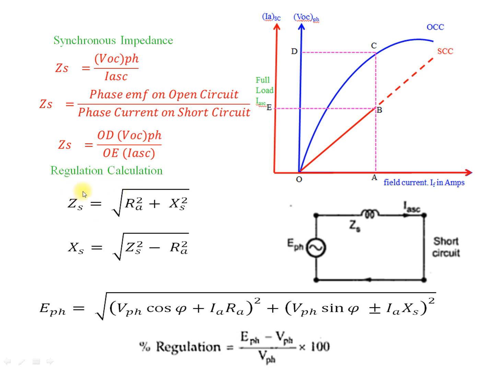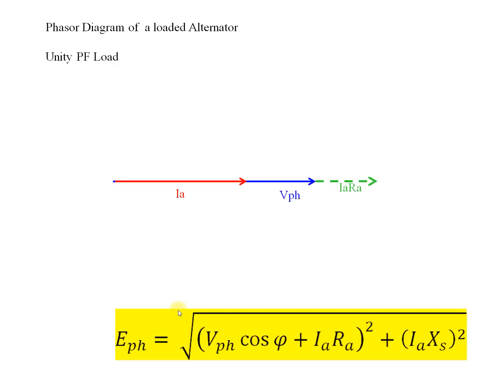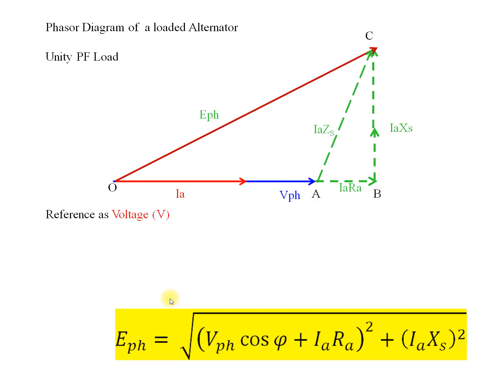So how to calculate the regulation from this calculation? ZS is equal to root of RA square plus XS square, and from this equation we can find XS is equal to root of ZS square minus RA square. How do we find the E phase value? That can be found from root of (V phase cos phi plus IA RA) the whole square plus (V phase sin phi plus or minus IA XS) the whole square. How we get this equation, we will see in this slide.